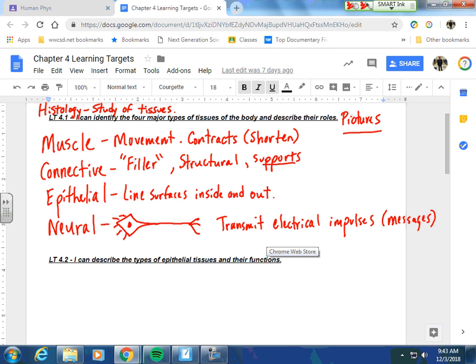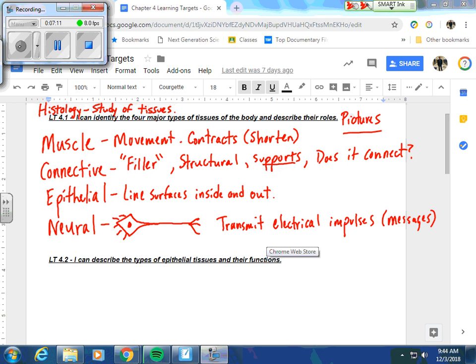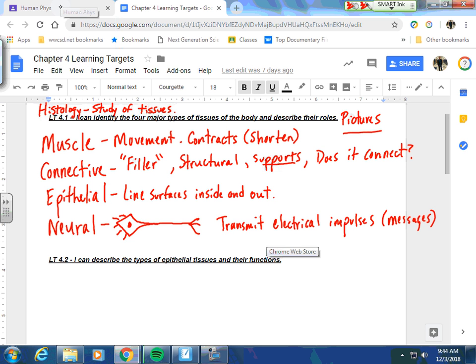Why don't we think? We'll leave that as a question. Does it connect? And then when we get to that learning target, let's talk about it. Okay, so that's going to be the beginning. That's learning target 4.1. Very simple, very basic. We're going to get a little more complex as we go through the chapter here.